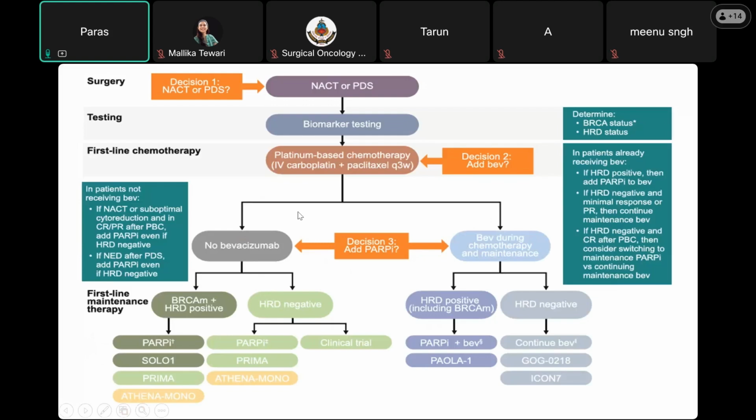And if the patient is HRD negative, we can give either niraparib or rucaparib. If bevacizumab is being added and the patient is HRD positive and BRCA mutated, start bevacizumab with olaparib for first-line maintenance based on the PAOLA-1 trial. And if the patient is HRD negative, give only bevacizumab based on the GOG-218 and ICON7 trials.